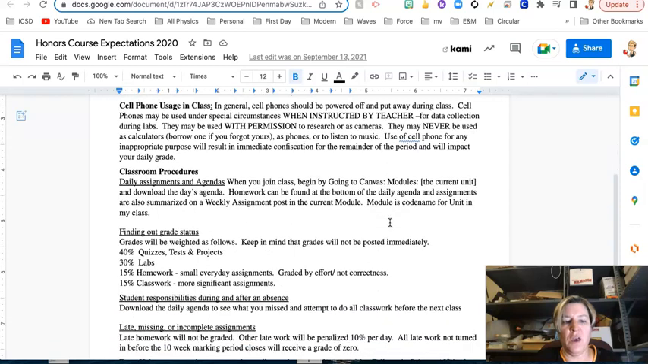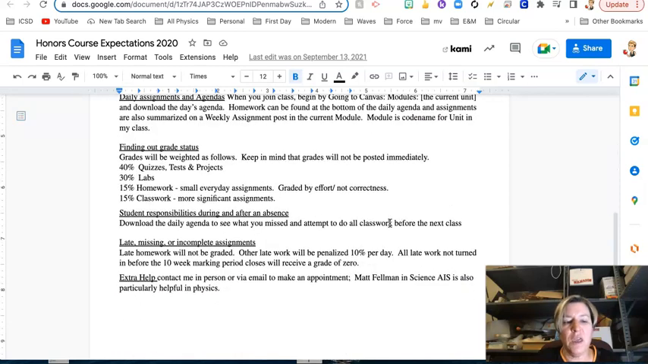Look over the basic classroom procedures. And again, if students miss work due to absence, the best place to go is that Canvas homepage and then go to the agenda slide.